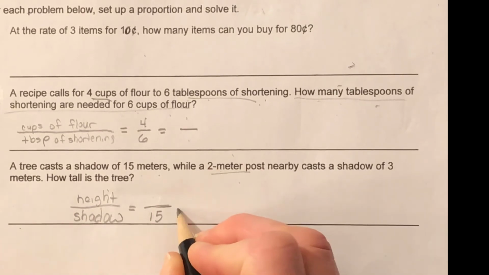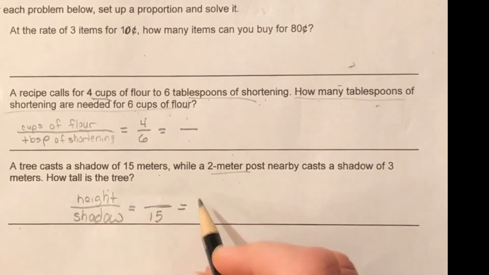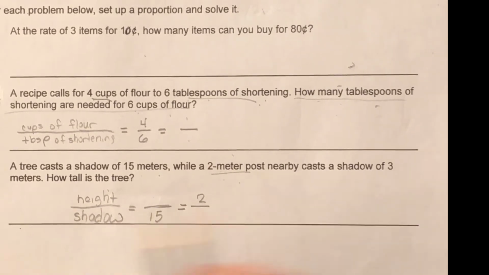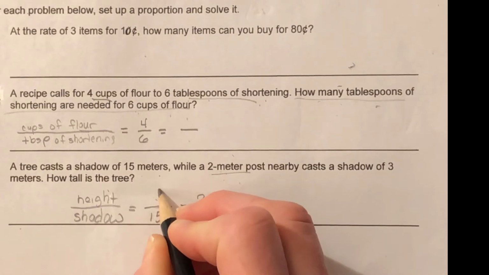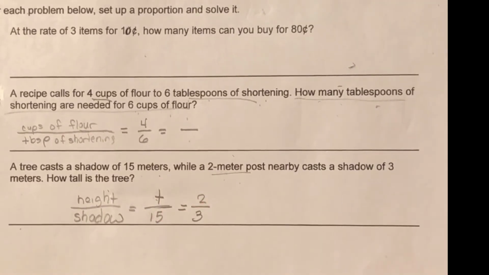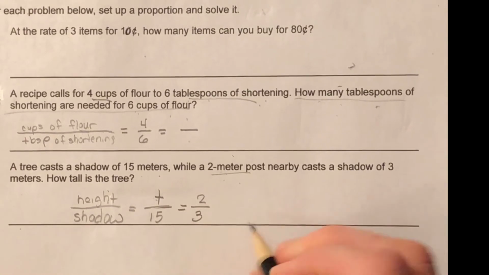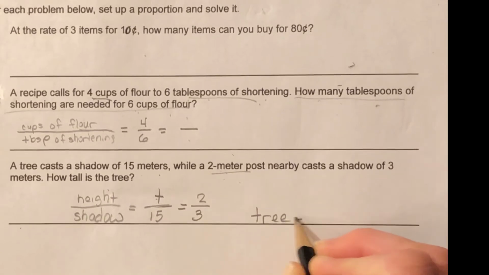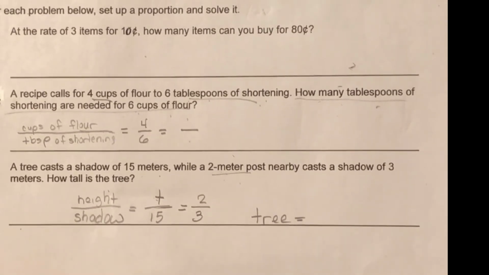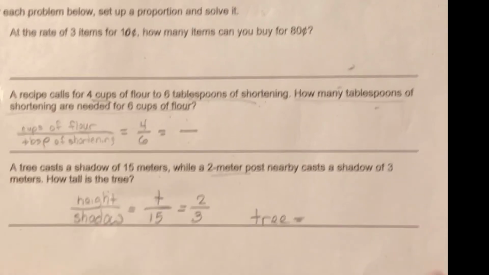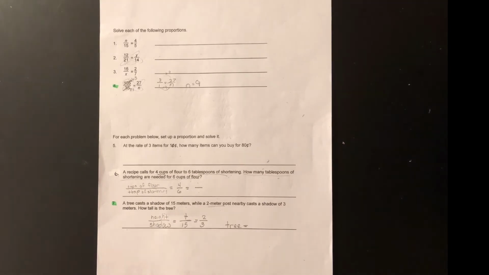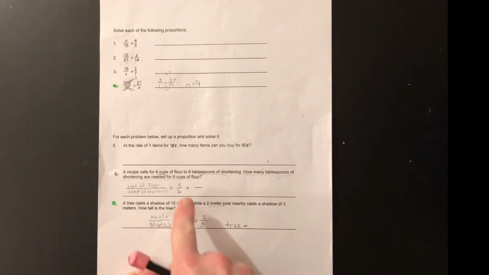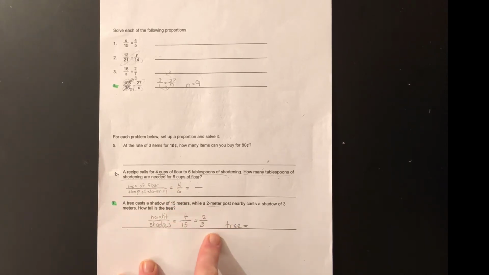So we don't know how tall it is. The post is 2 meters. The shadow is 3 meters. So what we're looking for when we complete these proportions, that will tell us how tall the tree is. I'm going to put a T for tree. So when you solve this, it will tell you the height of the tree. So on this, the only thing we completely did together was number 4. I gave you support on these two. We did most of this together, but you can do the rest.